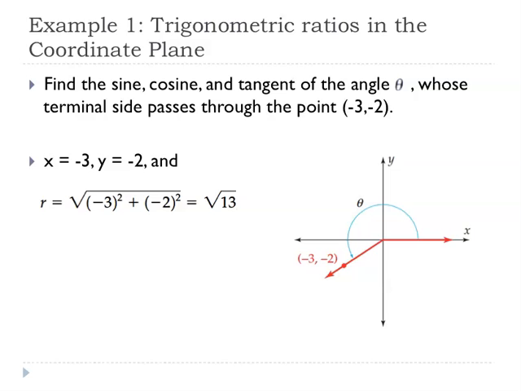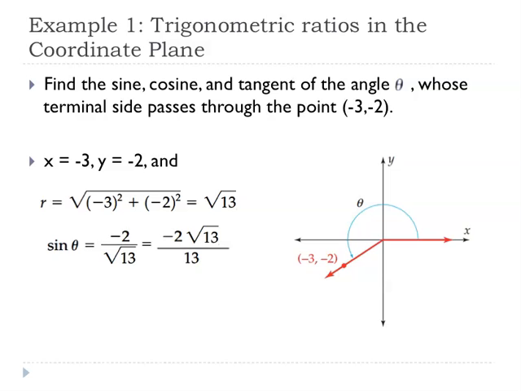All right, so you're trying to find sine, cosine, and tangent. So sine, remember, is equal to y over r. So that's negative 2 over the square root of 13. If you rationalize that denominator, then all we have to do is multiply by root 13 over root 13. So we end up with negative 2 root 13 over 13.